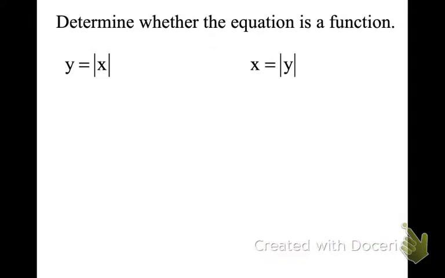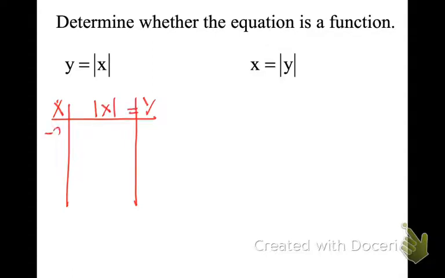All right, determine whether the equation is a function. So now you can do that three-way table. I've got x, we have our output y, and here I'm going to put what we're doing, the absolute value of x equals y. So let's start with a negative, -2. The absolute value of -2 is 2. Let's start with -1. The absolute value of -1 is 1, remember? It's the distance from 0.